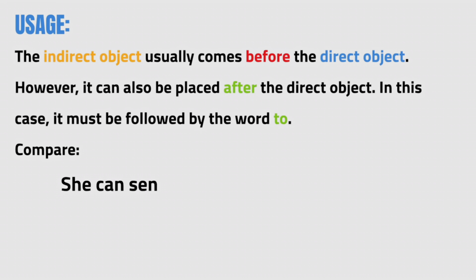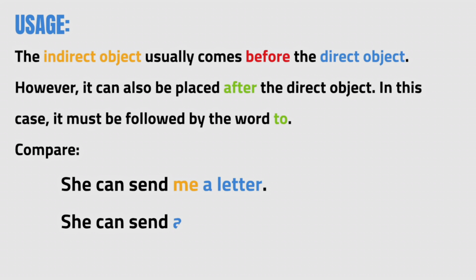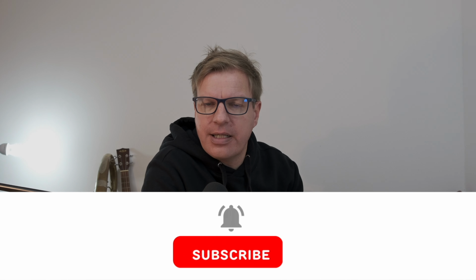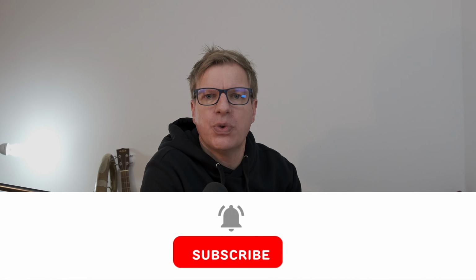She can send me a letter. First the indirect object, then the direct one. Now we change it around. She can send a letter to me. If there is the direct object directly after the verb, you have to add to in front of the indirect object, in front of the person.